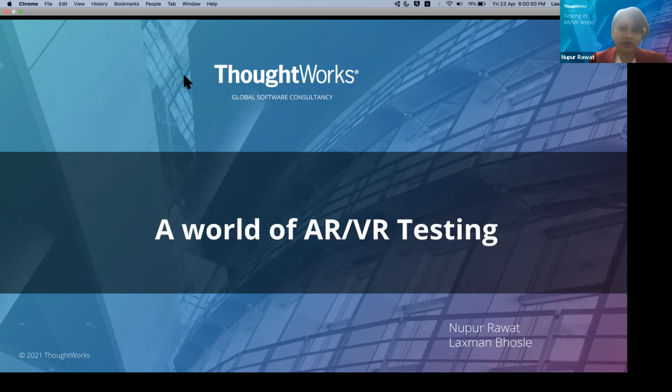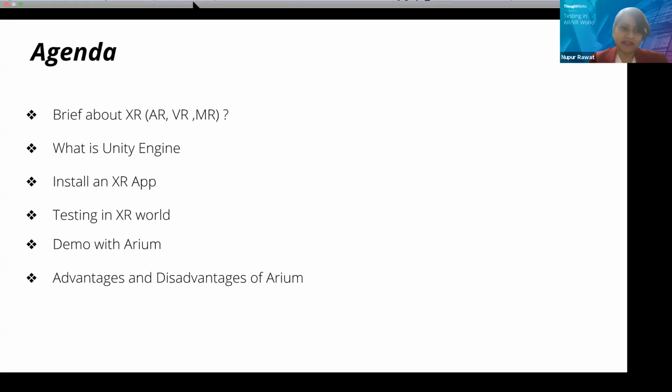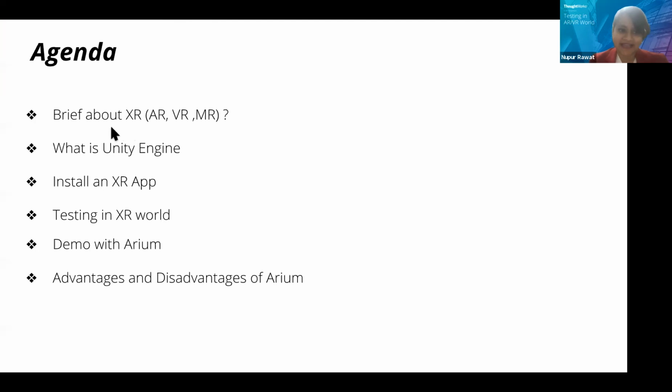So, moving on to the content slide. What is the agenda for us today? We'll be briefing you about what exactly XR is and what the terms AR, VR, and MR mean. Then, what is Unity? Then, how we are going to install an AR app. Then, how we are going to do testing in the XR world. When we are testing in the XR world, we'll be introducing you to a tool named Arium and the advantages and disadvantages of Arium, in today's context.